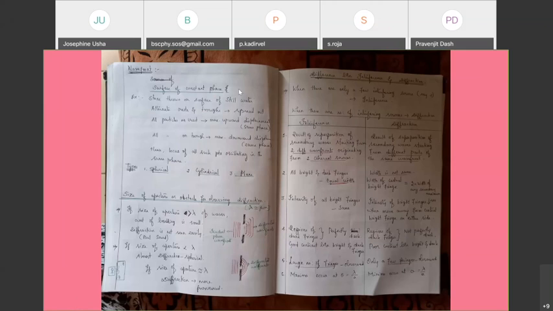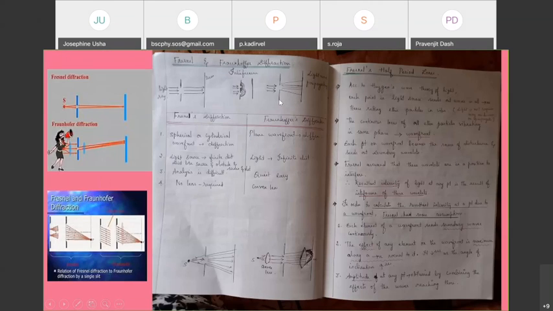So in both cases, we are getting fringe patterns only, alternate bright and dark fringes, that is, alternate constructive and destructive fringes. But that is the difference in our comparison, right? And then the next thing is about types of diffraction. One is Fresnel diffraction, another one is Fraunhofer diffraction.